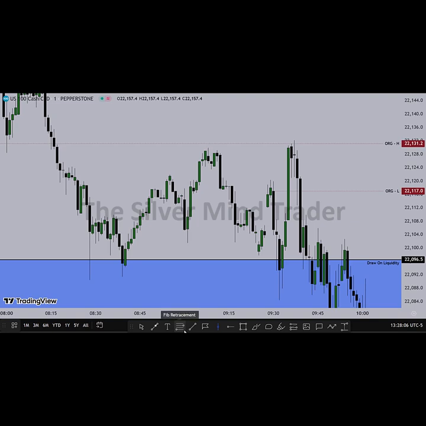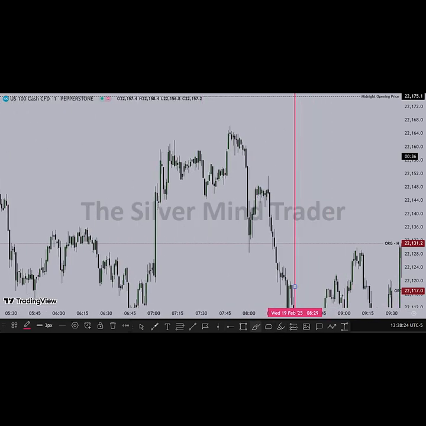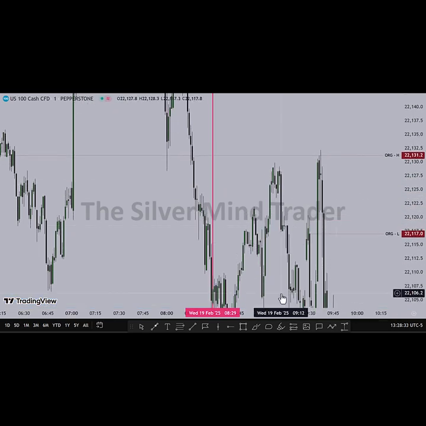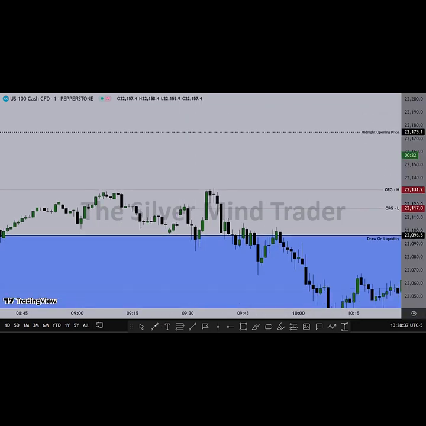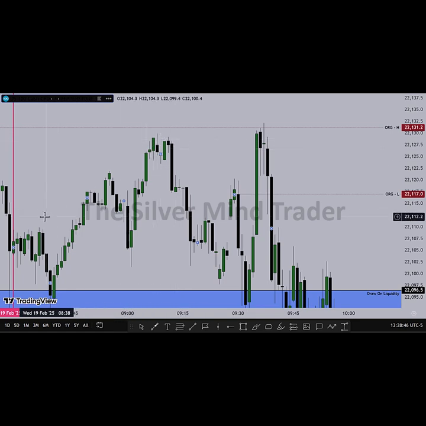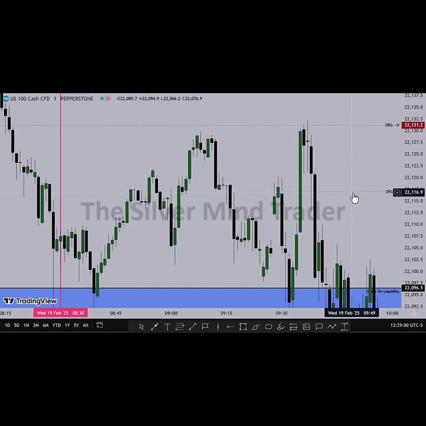So at 9:30, we have this 8:30 price here. Over here is the opening range gap high and the opening range gap low here. Then you can see that we ran for buy side liquidity here.